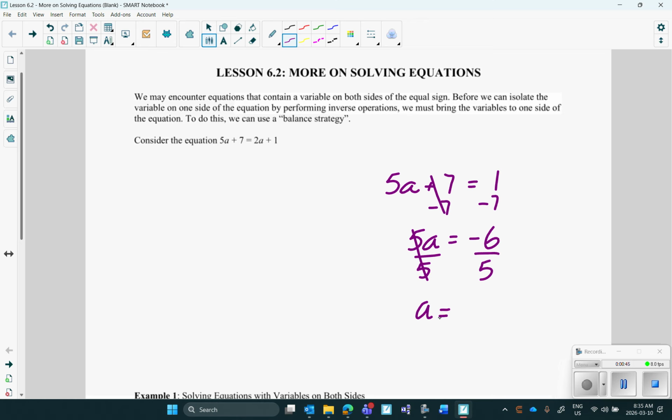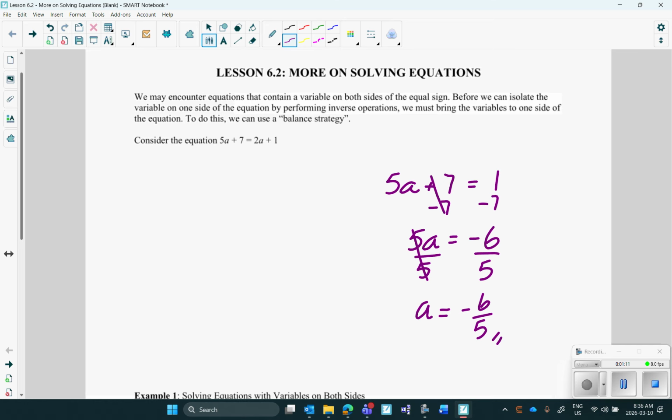And what do I do with this answer? Reduce it. Otherwise, just leave it as it is, right? If it doesn't divide cleanly, which this one doesn't, and I can't reduce it, that's my final answer. Okay?